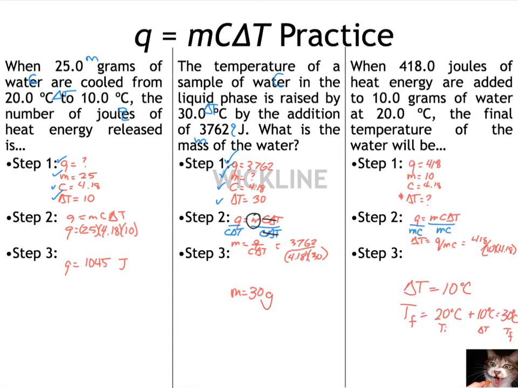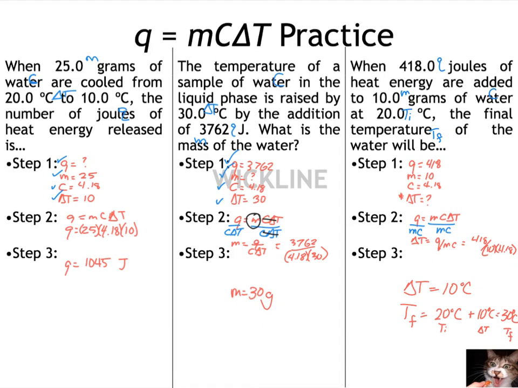Okay, let's start by reading the question. I see when 418 joules, this is a heat, are added to 10 grams, a mass, of water, that gives us the specific heat capacity, at 20 degrees Celsius. So it's at 20 degrees Celsius, that means we can call this our initial temperature. But they want to know the final temperature of the water. So change in temperature is what happens in between the initial temperature and the final temperature.